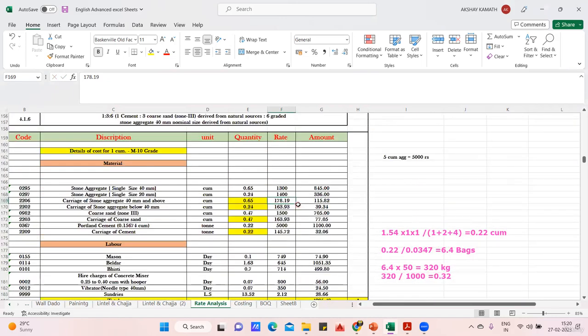Here also, if you want, I'll take the same rate, 200 rupees. Okay, no problem. Similarly, for sand also, stone aggregate below 40 mm, I'll take 200 rupees. Okay, this much you can do. Fine. Now coming to the coarse sand.